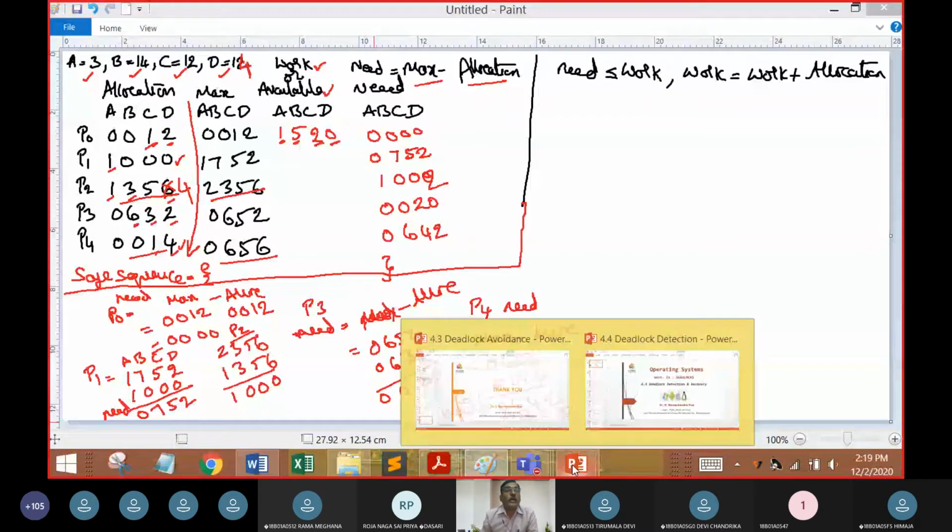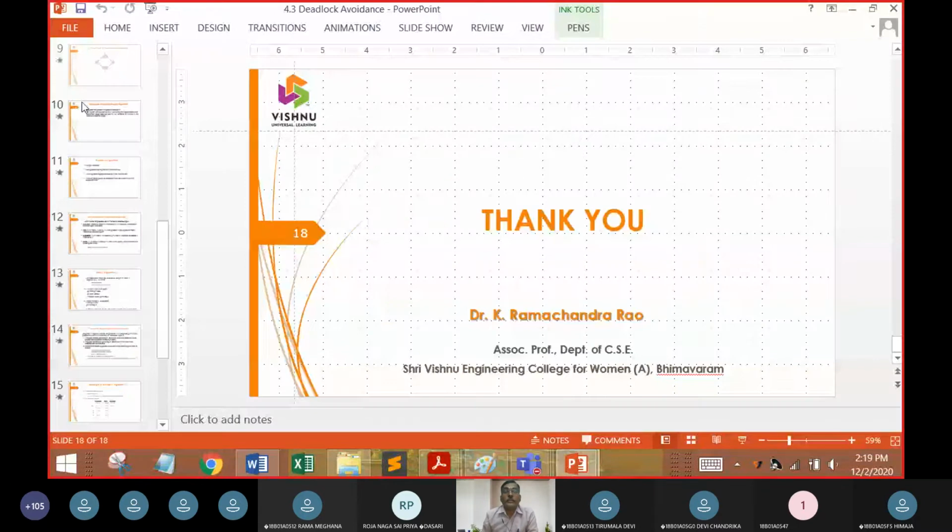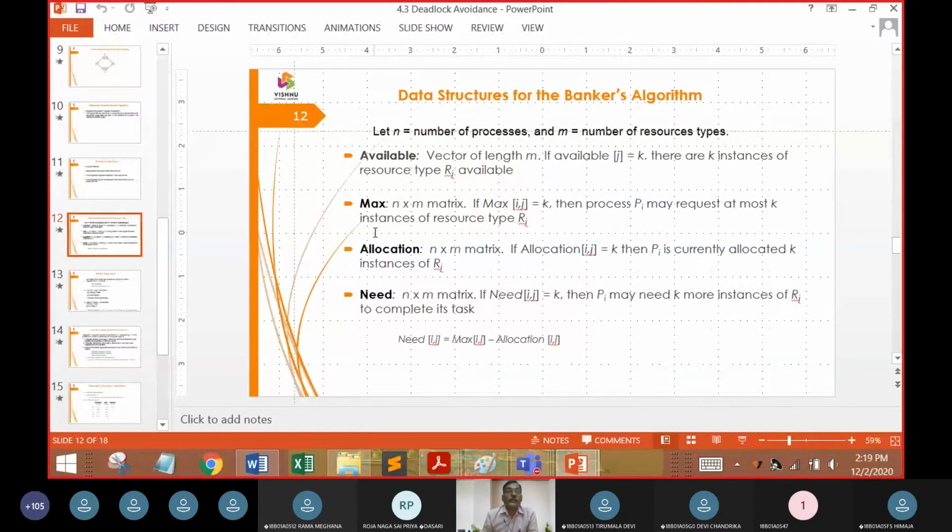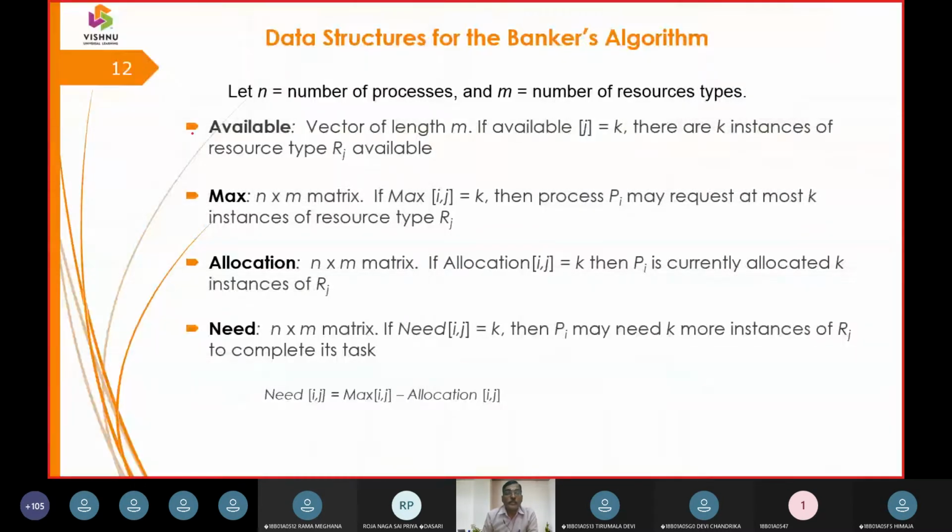What the Banker's algorithm is going to say: take available, take maximum, take allocation, and take need. You have taken allocation, you have taken maximum, and you have computed need. How did you compute the need? Need is equal to maximum minus allocation. You have taken up this formula, you are done with it. Next, we have to come to the second part, to derive the safe sequence.